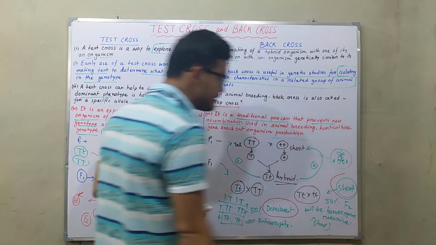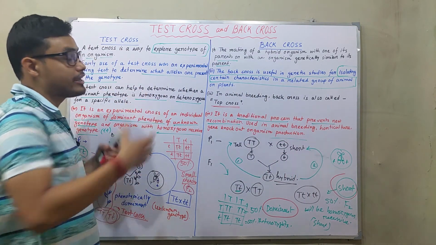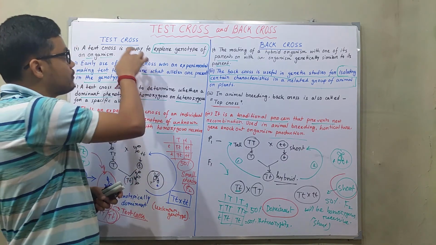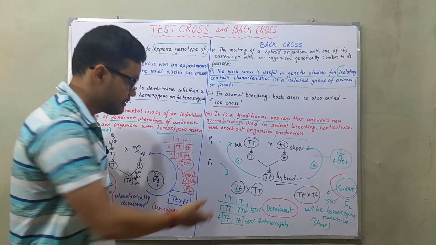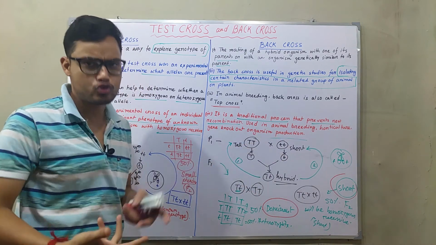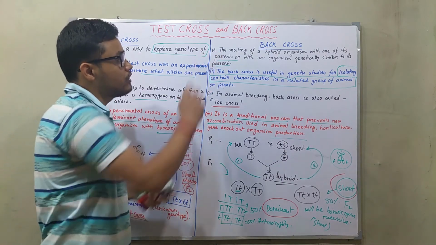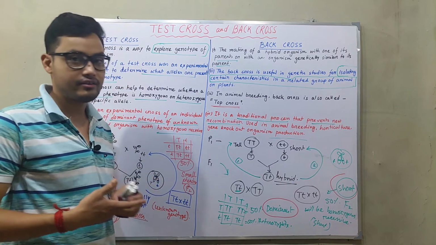So this is the traditional way, but in the test cross, we want to explore the genotype of this plant or animal, so we can go through the test cross. But if we isolate certain characteristics like dominant or recessive or short or any other characteristics, we can go through the back cross. Okay, so I think this video is helpful for you to understand the topic better.